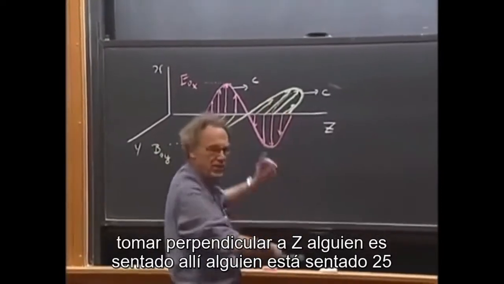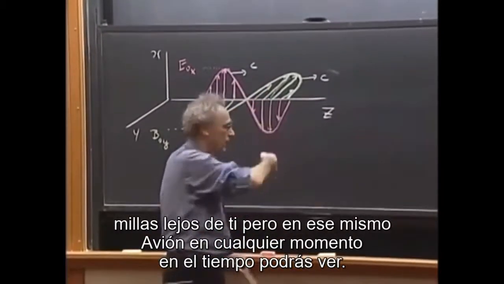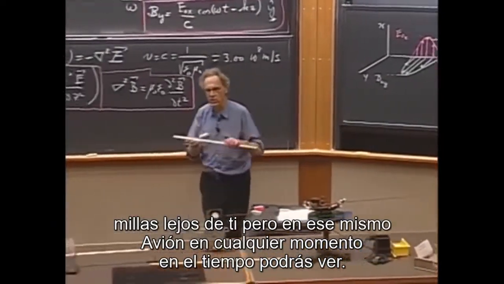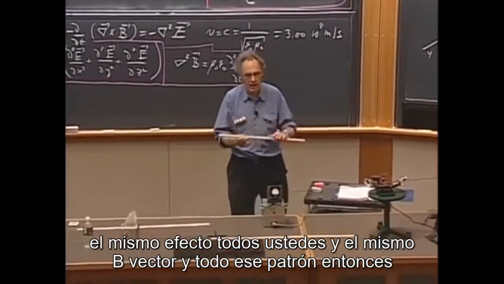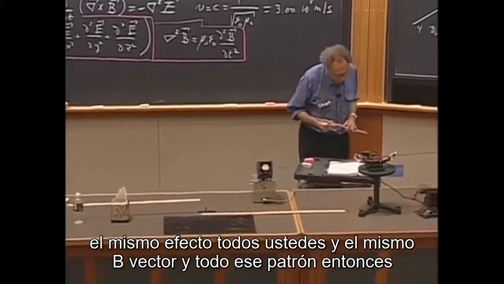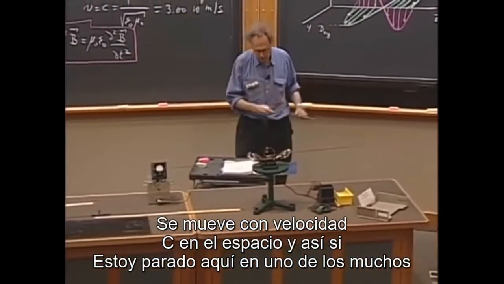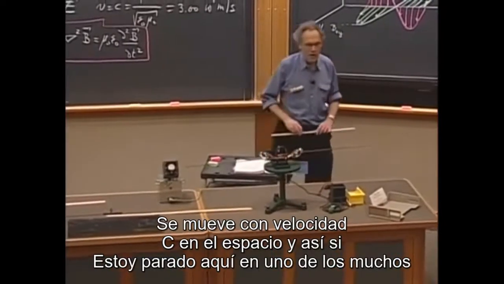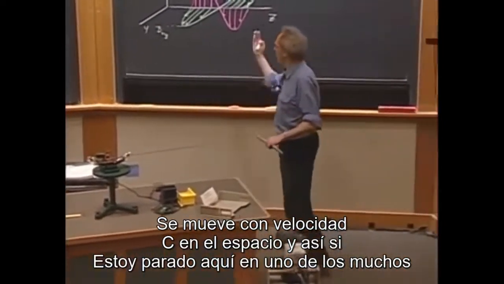So any plane that you take perpendicular to z, someone is sitting there, someone is sitting 25 miles away from you, but on that same plane, at any moment in time, you will see the same E vector, and the same B vector. And that whole pattern then moves with velocity c in space.